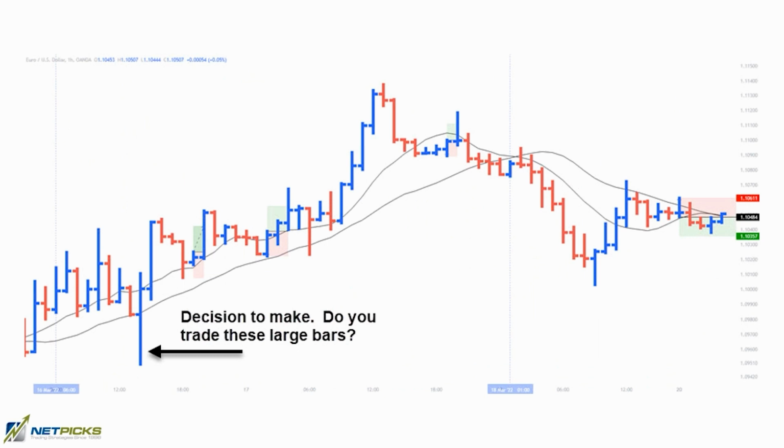That's our setup bar. This is a currency chart, 1 hour. And I'm showing this chart because of the large setup bar.